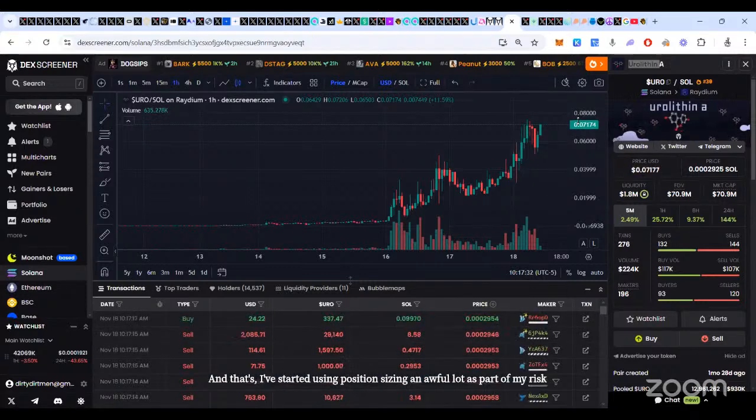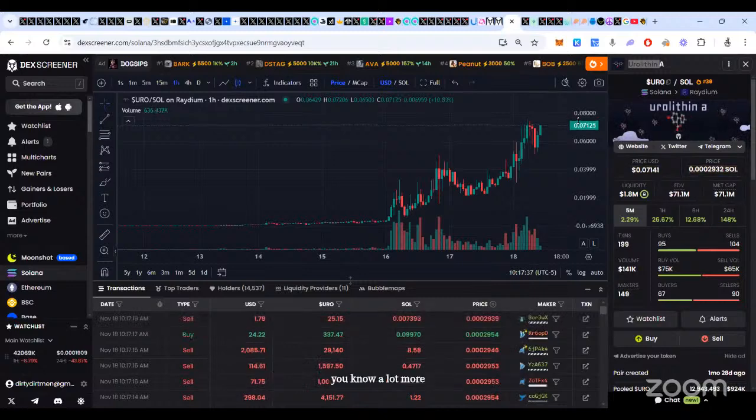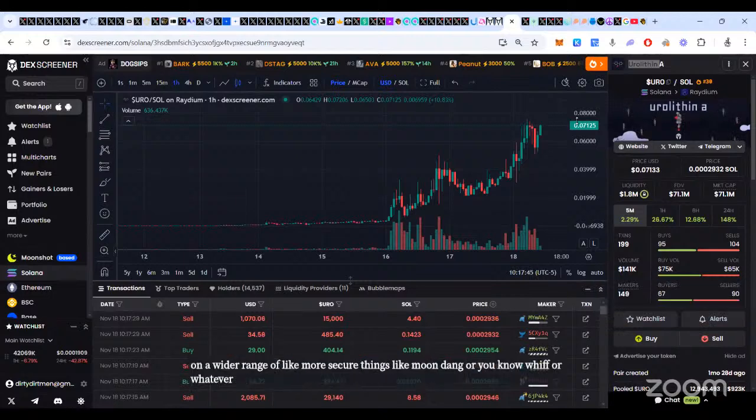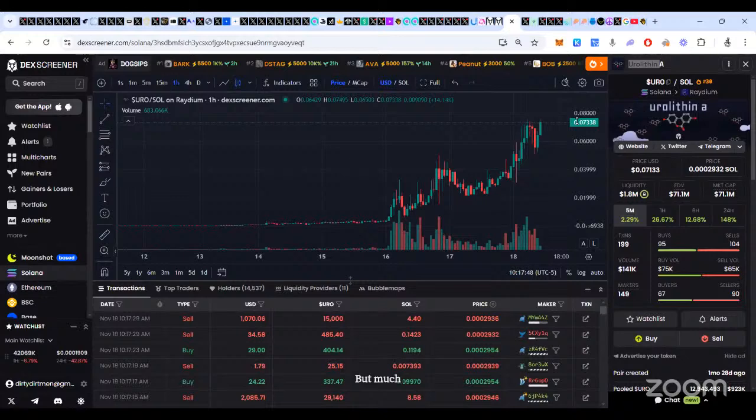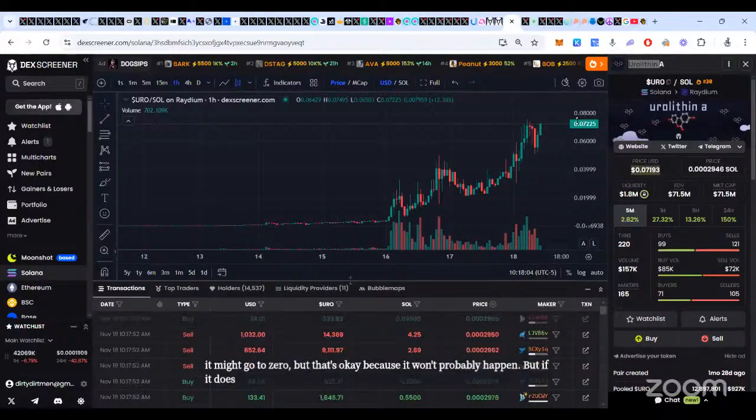I've got a lot more DLMing over the weekend and overnight on a wider range of more secure things like Moondang or Whiff, but much smaller position sizes than I would have done during the day. And then I can leave it, like on this one here, Euro. I could put in half a SOL or something and just know that it might go to zero, but that's okay because it probably won't happen. And if it does, I've position sized to accept the risk.